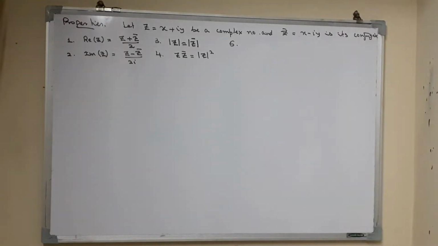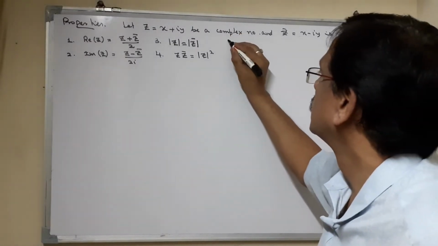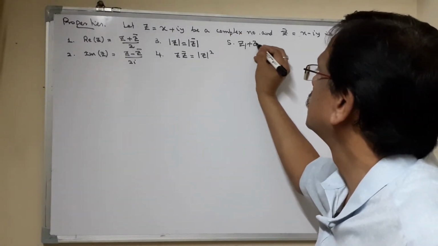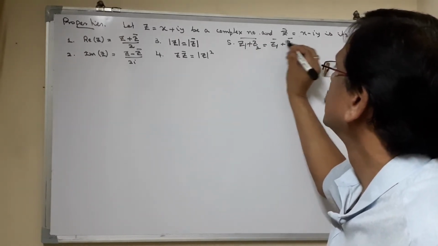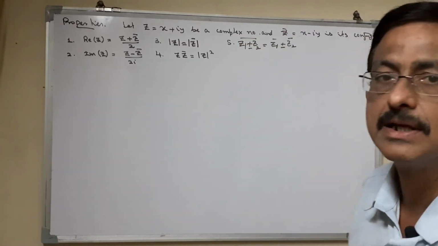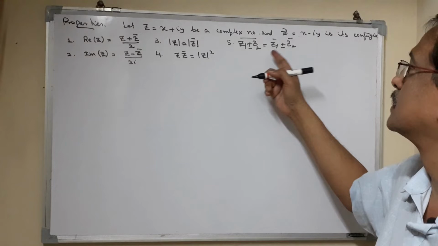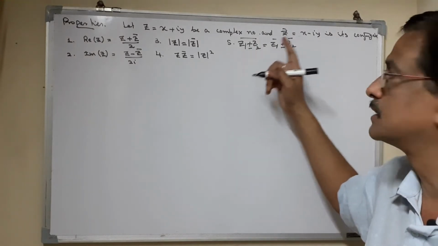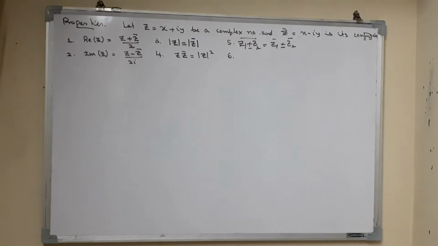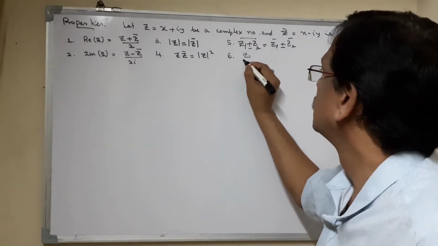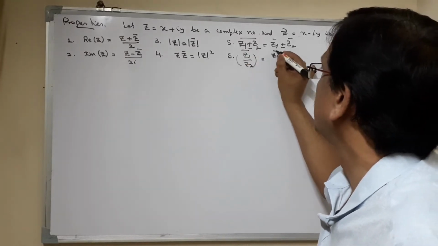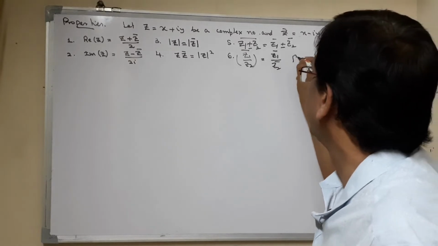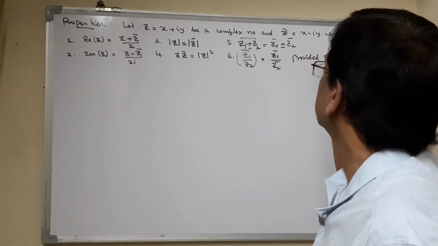5. z1 plus z2 whole bar is z1 bar plus z2 bar. Of course, this is plus or minus. You can easily see z1 plus z2 whole bar is z1 bar plus z2 bar, and z1 minus z2 whole bar is z1 bar minus z2 bar. And finally, z1 by z2 whole bar is equal to z1 bar by z2 bar provided z2 is non-zero.